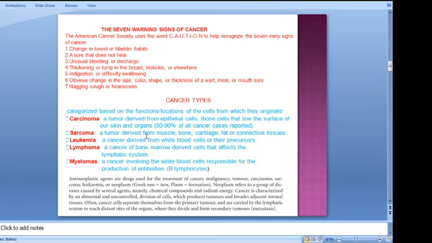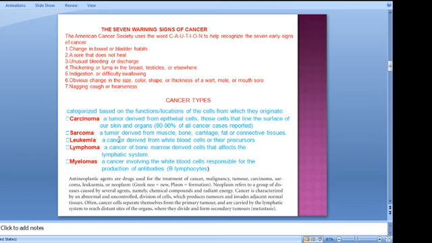Also there are two different types of tumors. The first one is the benign tumors and the second one is the malignant tumors. Carcinoma, sarcoma, leukemia, lymphoma, and myeloma all come under malignant tumors. Then some other tumors are the benign tumors. Benign tumors are slow growing and non-invasive tumors.